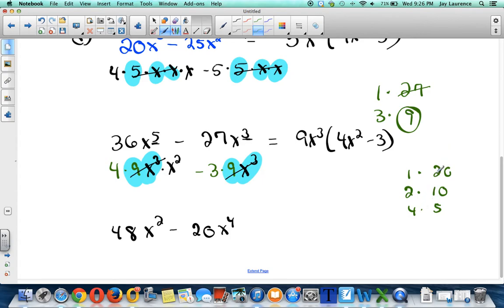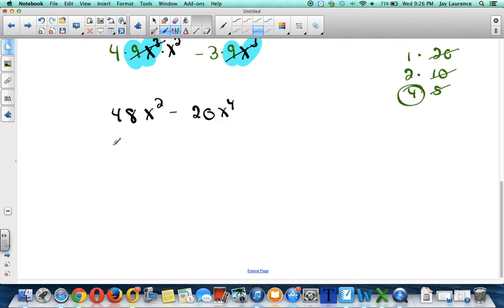First of all, does 20 go into 48 evenly? Nope, it doesn't. Does 10 go into 48 evenly? No, I don't believe it does. 5 into 48? Nope, not evenly. 4 is my GCF. So I'm going to think about 48 as 4 times 12. Okay, I'm going to think about 20 as negative 5 times 4. I didn't use a negative 4 because I'm getting a positive 4 as my GCF.